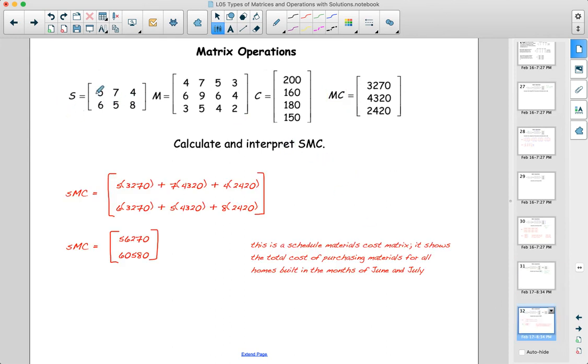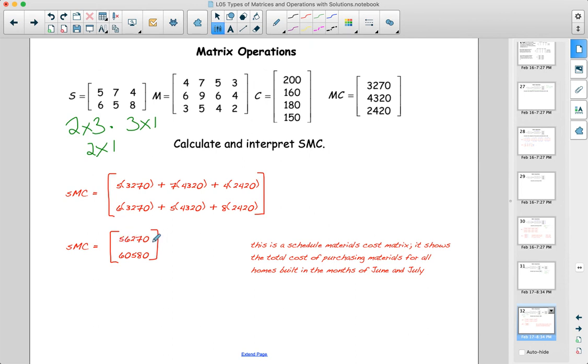So the dimensions of S are 2 rows by 3 columns. We're going to multiply that by MC, and MC has dimensions 3 by 1. So this is going to return a matrix that is 2 by 1. So it's probably a good idea to decide what you're expecting. So I'm expecting 2 rows, 1 column, so this is a column matrix.